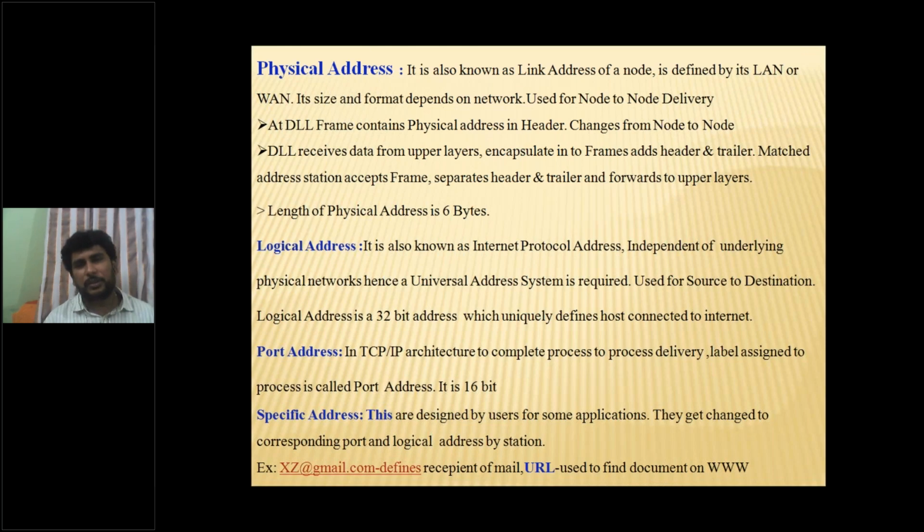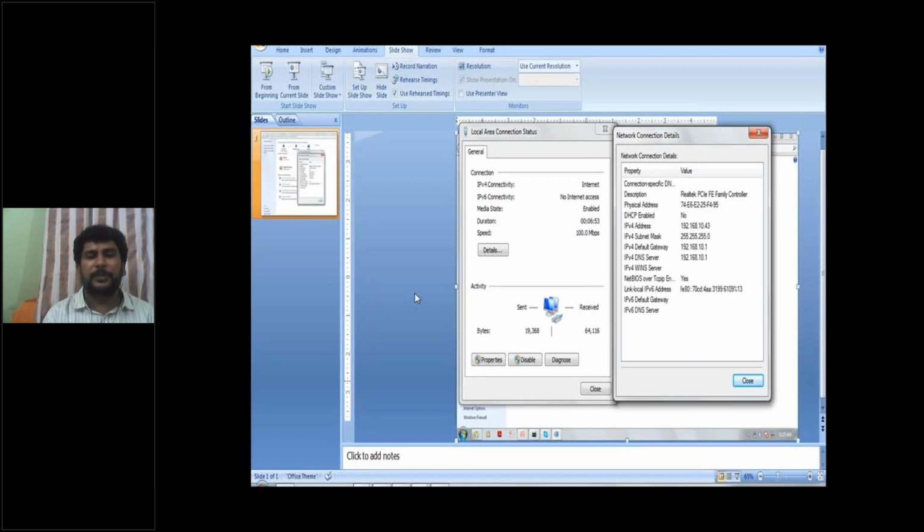But at the destination host, we want to ensure the concerned application is exactly receiving the data which has been transmitted by the other end. That can happen only because of the transport layer's process-to-process delivery. To implement process-to-process delivery, we need a port address. And last but not the least is the specific address, which is related to the application layer, like a simple mail address. That is an example of a specific address.